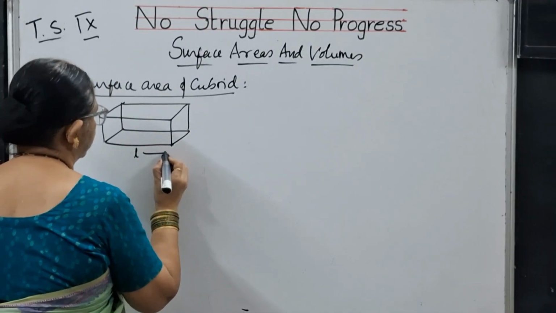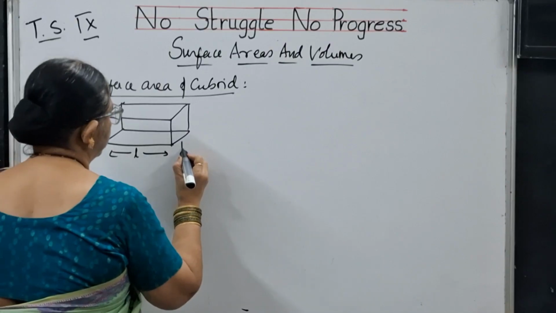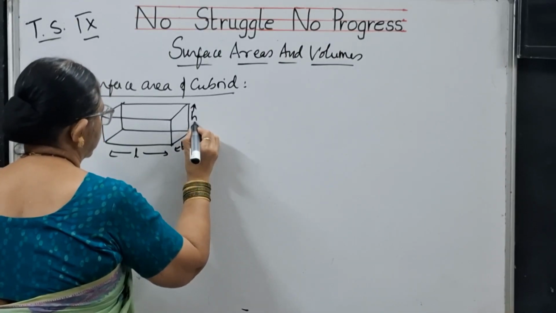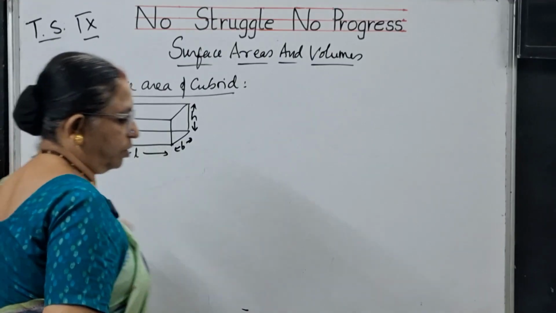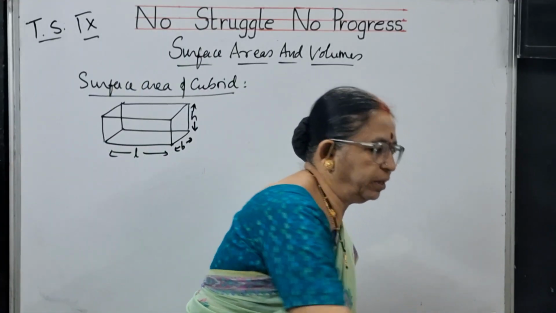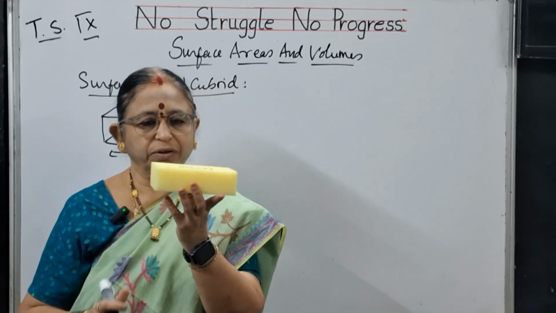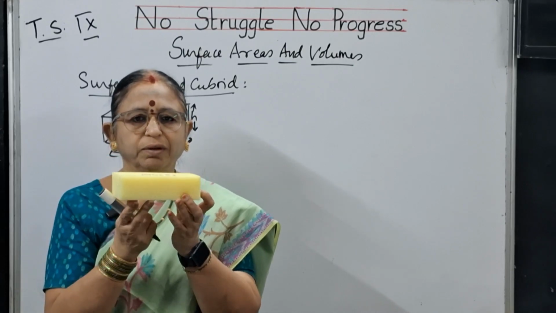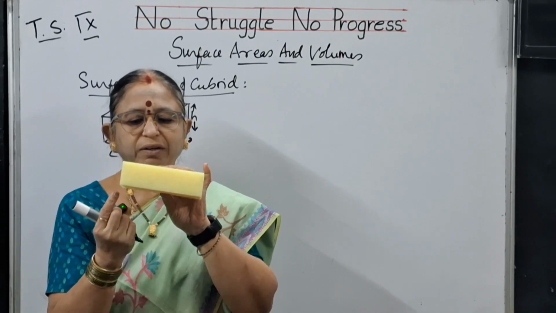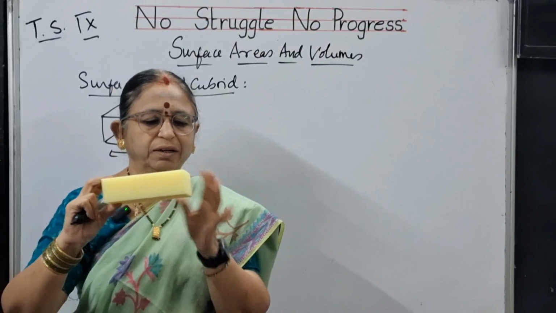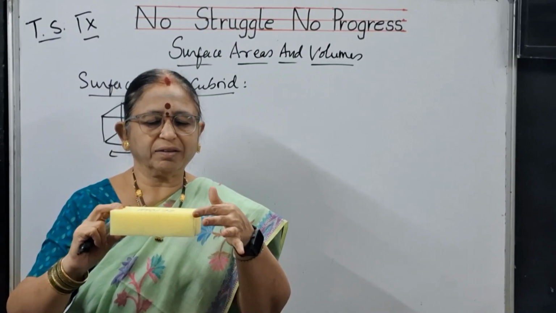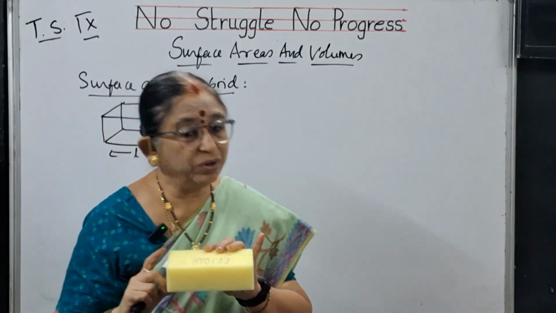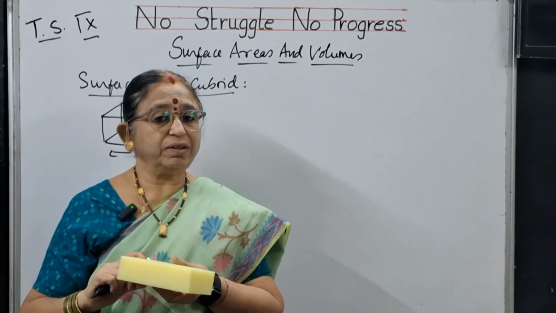Here, this is length of the cuboid. This is breadth of the cuboid. This is height of the cuboid. So, this is the figure of a cuboid. So the shape is cuboid. It has got a length, it has got breadth, and it has got height. So basing on this, you are going to talk about surface areas.